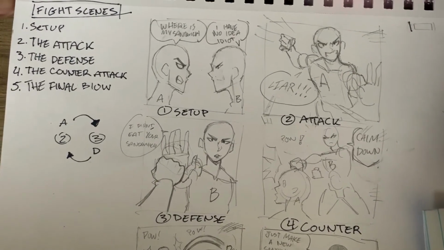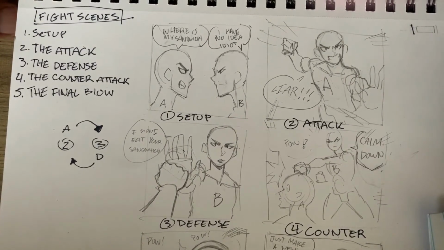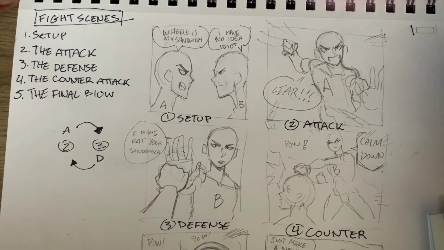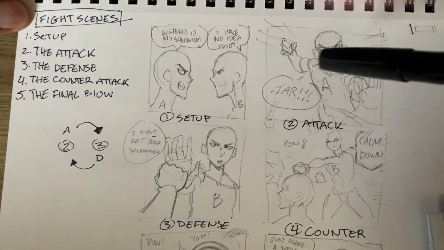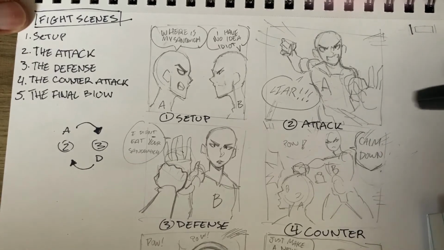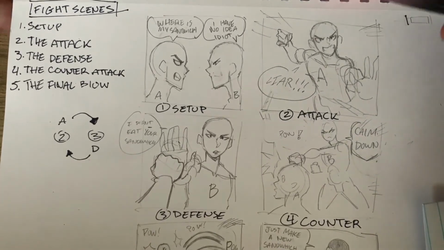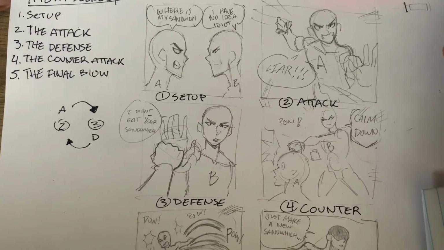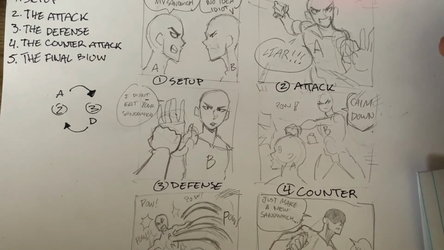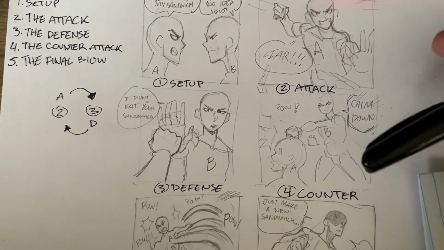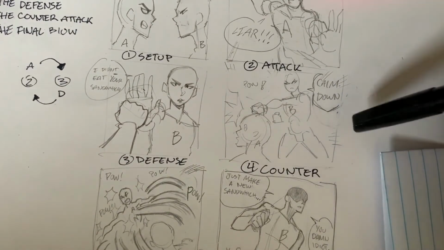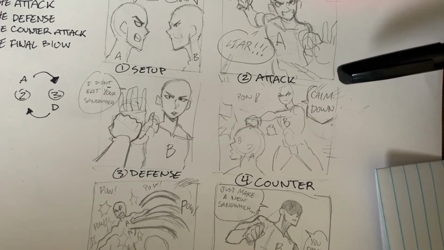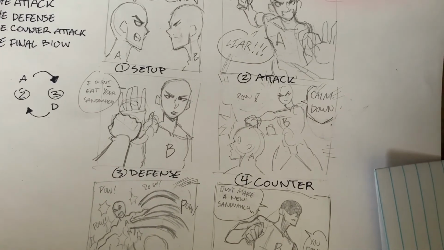So with the fight scene, just to reflect on it, you first want to set up the conflict. Next, you want to have character A attack character B, or if it's multiple characters, you can do it that way. And then character B is on the defensive. He's not going to let himself get hit. And then character B throws a counter attack to counter character A's attack.